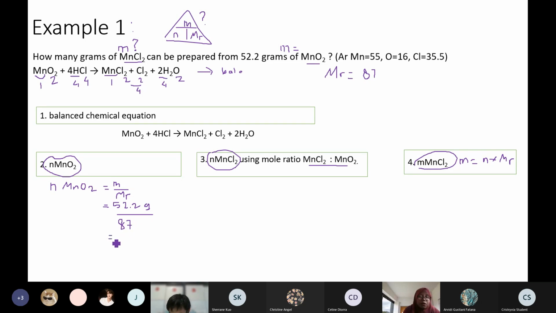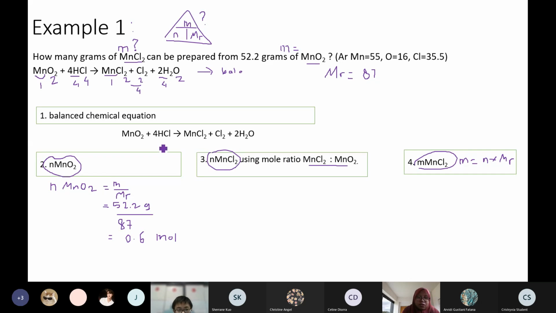So the moles of MnO2, what is the result? 0.6. Yes, it will be 0.6 mole. And then we can determine the moles of MnCl2 using the mole ratio.